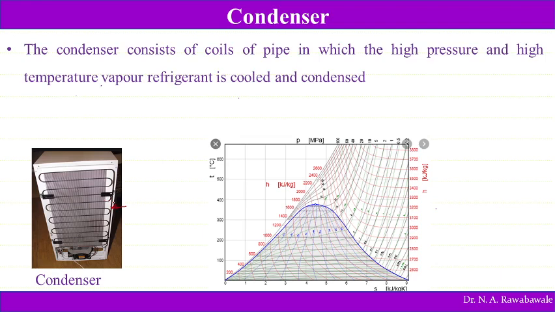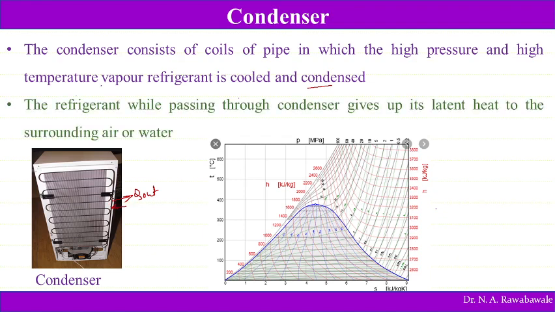When this refrigerant is passed through these tubes, as its temperature is higher than the surrounding temperature, heat is rejected, Q out. Heat is rejected to the surroundings, and this vapor refrigerant gets condensed. Therefore, its name is condenser. So the high pressure, high temperature refrigerant gets cooled and condensed in this condenser. While passing through the condenser, the refrigerant gives up its latent heat to the surrounding air or water. Sometimes the condenser is water cooled, in which case heat is given to the water. If it is air cooled, then it is given to the air.